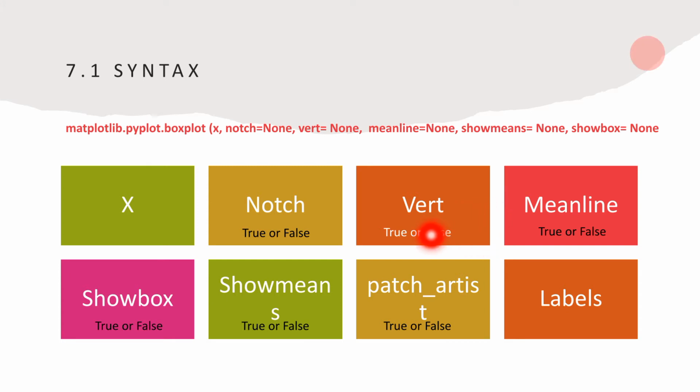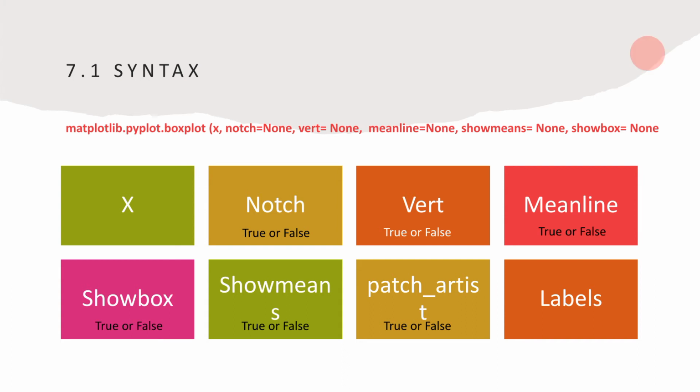If it is true, then it will create vertical boxes, otherwise it will create horizontal boxes. And the mean line is also a boolean operation, and if it is true, then we will render the mean as a line spanning the full width of the box. And now show box is also a boolean operation, and it's also optional. If it is true, then it will show the center box.